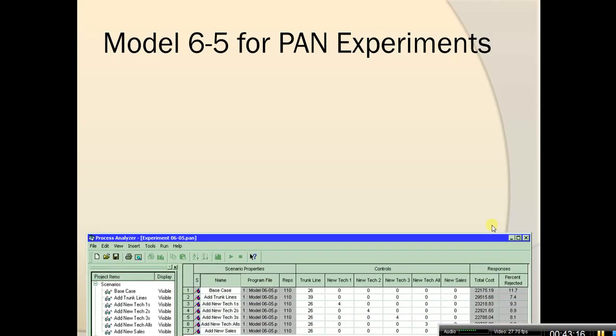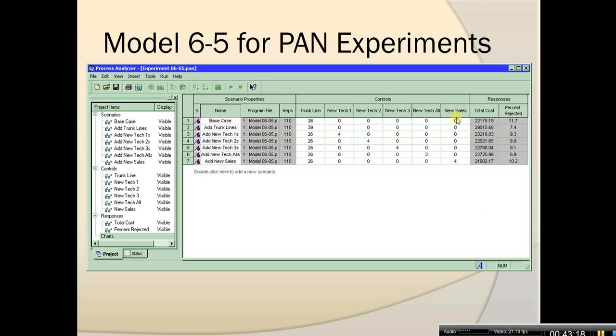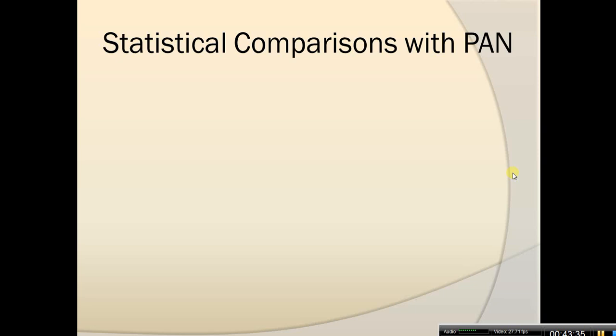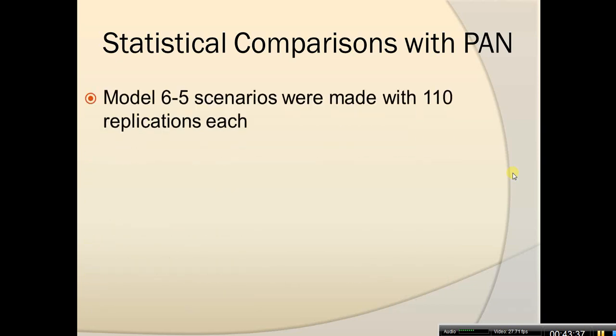So just as I said, we got this after we finished running it, we got all of them ran, but what to make of all of this? We have the values for the responses, but it doesn't really have the statistical meaning. So to do that, we need to actually use statistical decision making to compare those different scenarios, and the process analyzer allows us to do that.